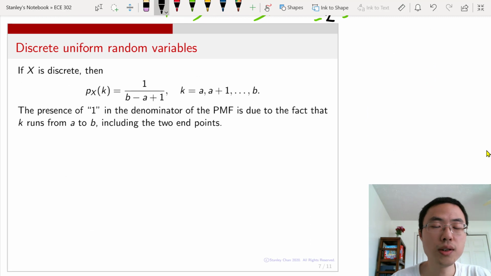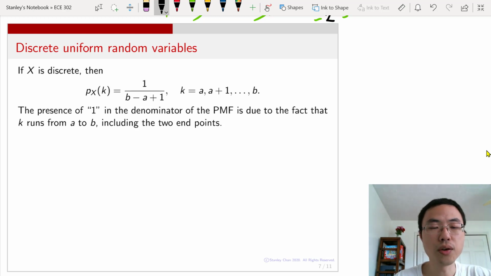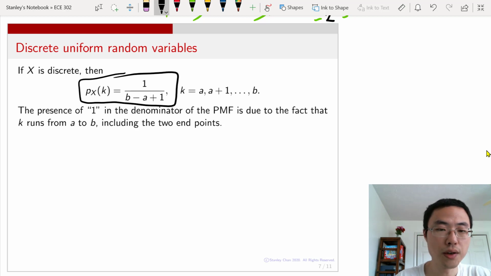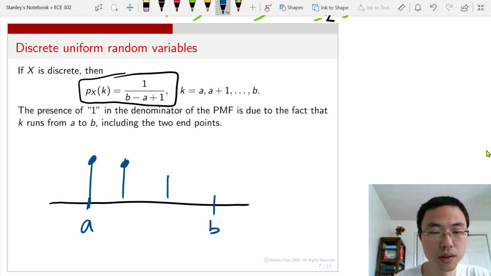Now, the uniform random variables that we have described so far are for continuous random variables. For discrete random variables, you can also talk about the uniform distribution. In this case, the PMF is given by the equation here. Now, this equation may look a little bit complicated, but it's actually not too difficult to visualize. Let's say you're starting from A, you end up with B, and then it's discrete, so you have an impulse here, another impulse here, another impulse here, the last impulse here.